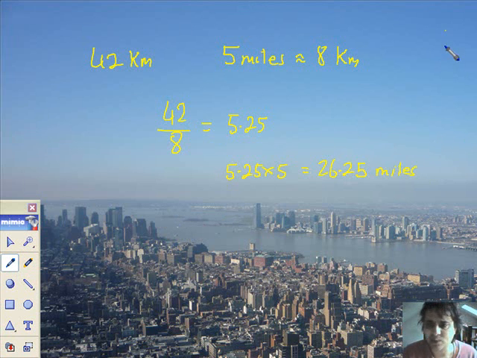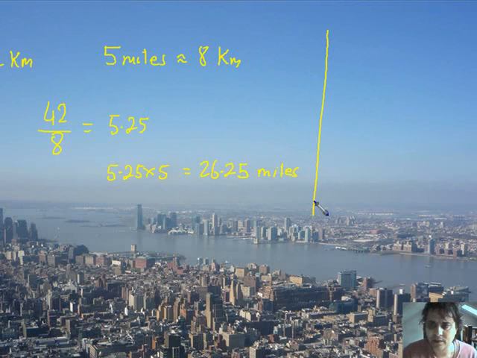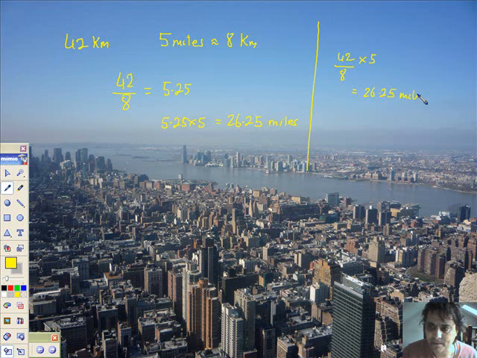Very glitchy. I could have done this in one step. Let me just show you that quickly. I could have taken my 42 divided by 8 and then multiplied by 5 and done it in one step, and I still get 26.25 miles. It's not a T. Miles.